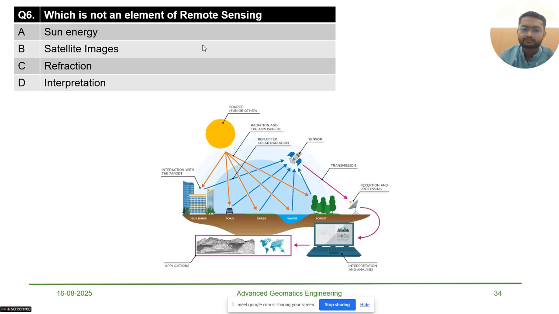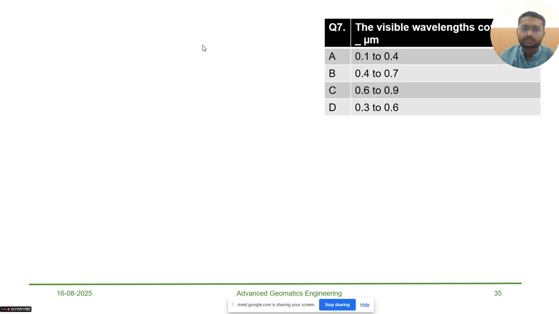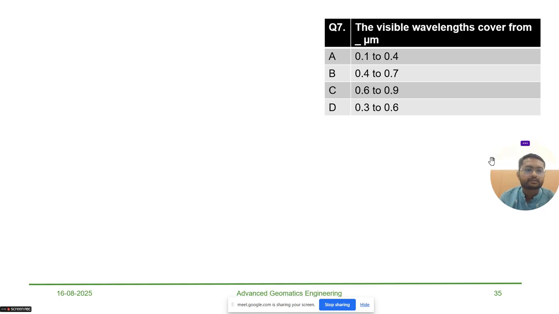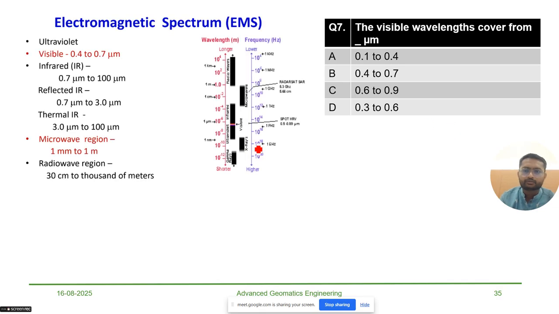Yes, true. So the visible wavelength, yes. So we have from 0.4 to 0.7 electromagnetic. This is what I'm talking about. In this electromagnetic spectrum we have 0.4 to 0.7 as visible, then infrared from 0.7 to 100. Out of that, in infrared you also have two things: one is reflected and one is thermal.